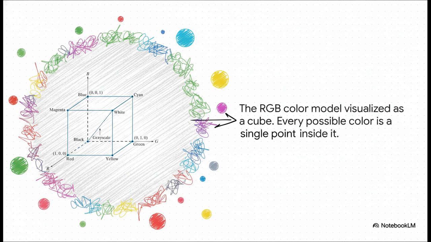You can actually picture this system as a 3-dimensional cube. It's a color space. So down in one corner, you've got pure black. That's no light at all. Then, all the way in the opposite corner, you've got pure white, all 3 colors cranked up to the max. And every other possible color you can imagine is just a unique point somewhere inside that cube, a precise mix of red, green, and blue.